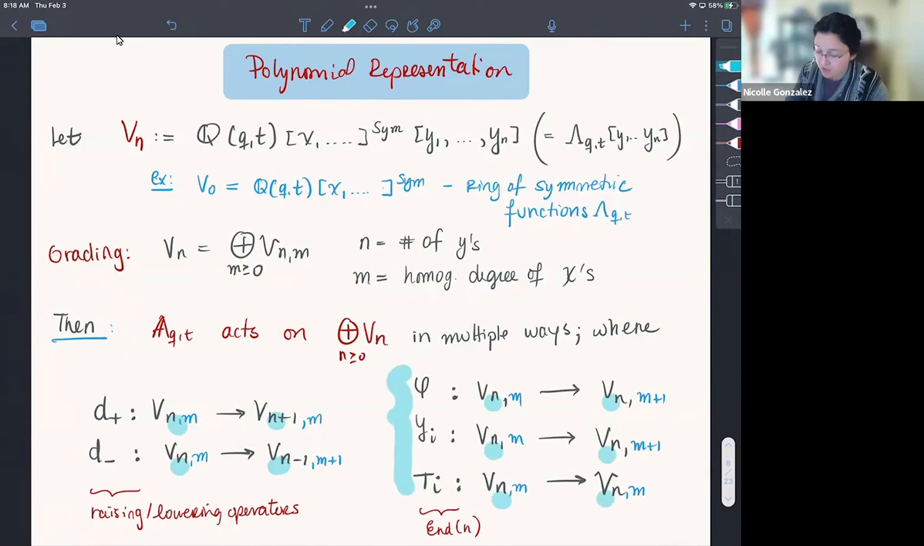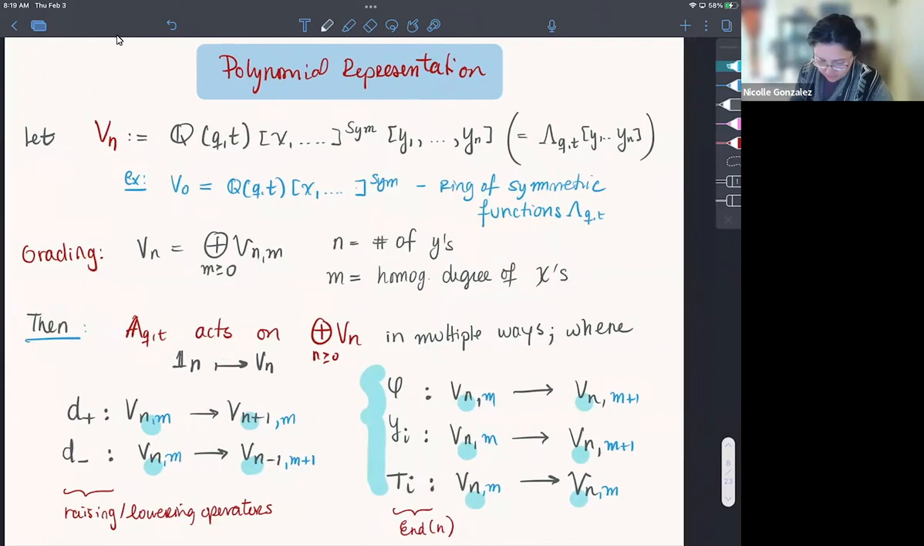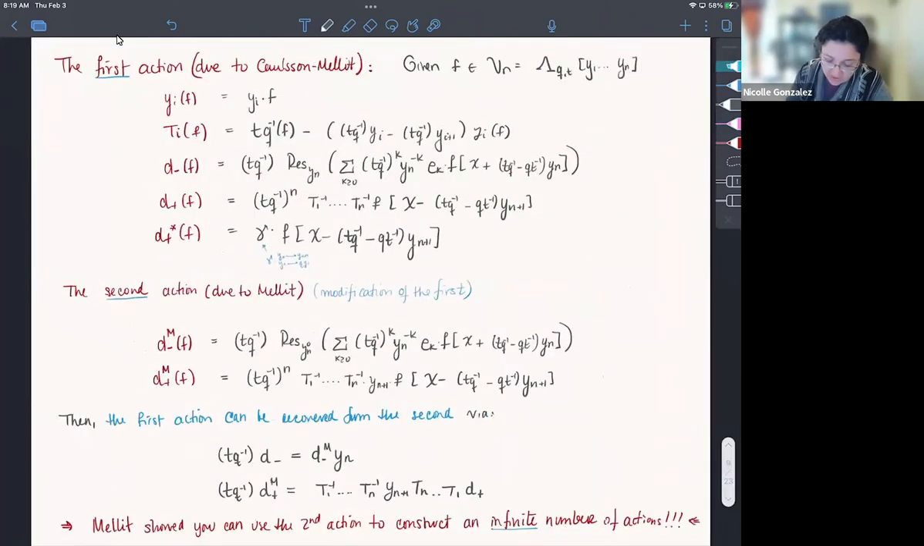Right, so in this representation, if you still remember that we had these idempotents, what we're really doing is sending each idempotent n to Vn. That's kind of what's happening here. Okay, so how does it actually act? What's the actual representation or the actual action?